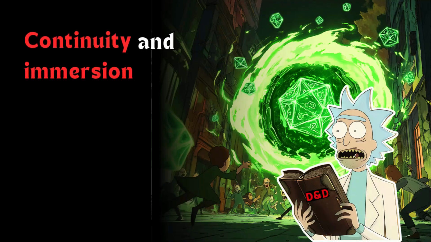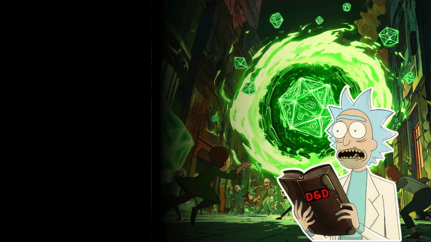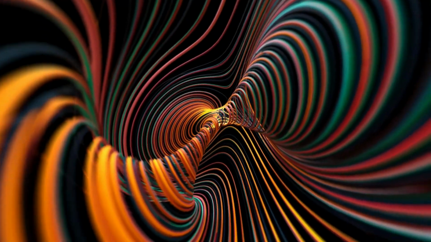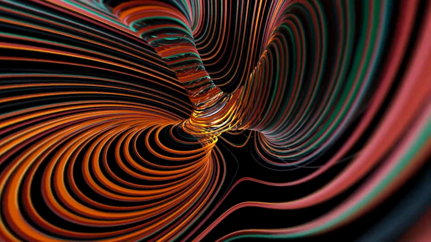And this is going to take us to point number 3, which is continuity and immersion issues are minimized when you stay character, or in this case, player focused. Now, let me explain what this means. Rick and Morty definitely has a complicated continuity system that's super easy to self-correct due to the fact that there are basically unlimited timelines within which to do things.